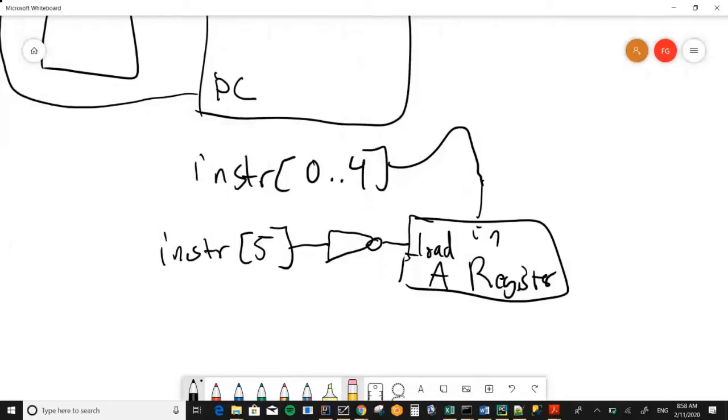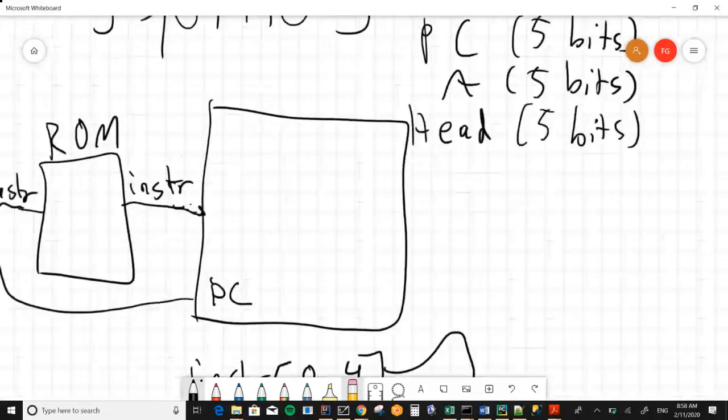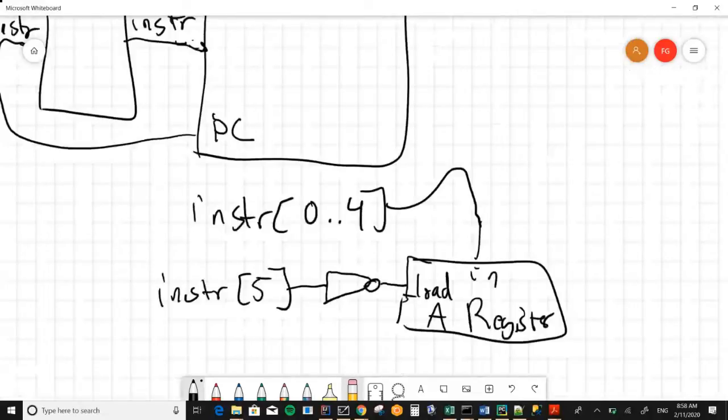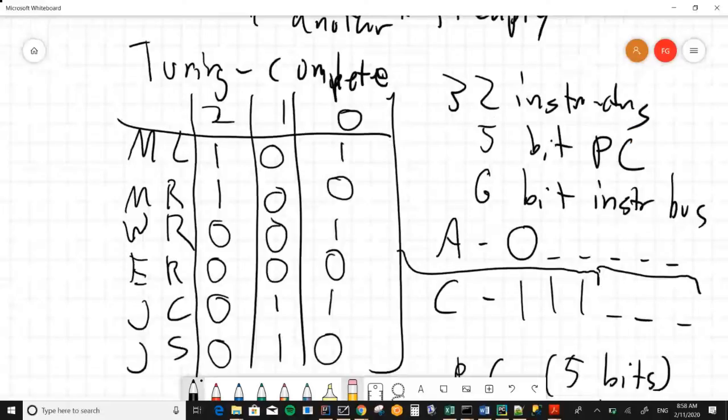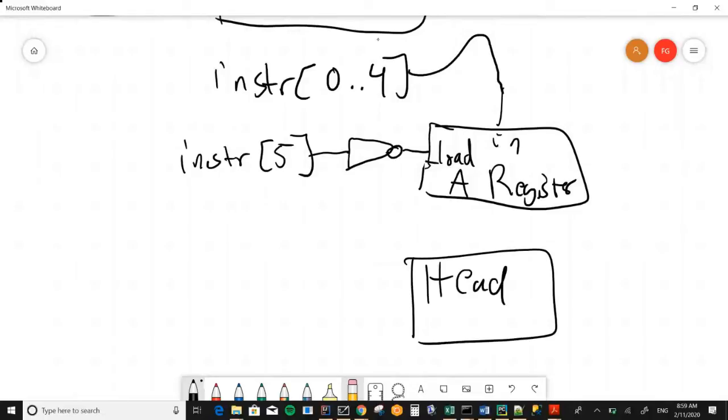So next, let's look at moving the read-write head. Okay. So when we're moving the read-write head, it means that bit 2 on the instruction is a 1. So I've got some register, which is the head, and it has an input, right? And then it's got this load. So when do I actually get to do the load?